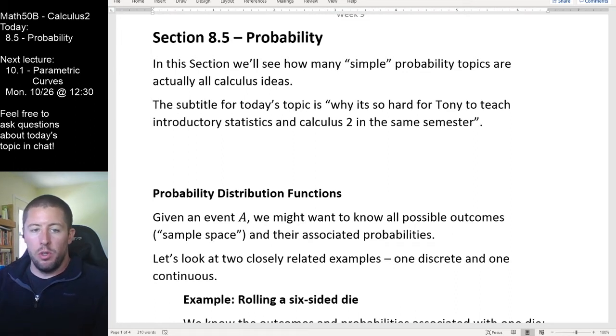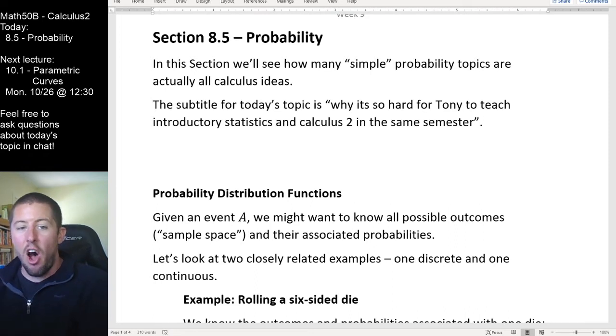To the end of, you can see my joke up here at the top of the screen, the subtitle of today's talk is: Why is it so hard for Tony to teach introductory statistics and Calculus 2 in the same semester? And that's because all of the things that I want to be telling my stat students are calculus things, except none of my stat students know calculus, and that makes things very difficult for me.